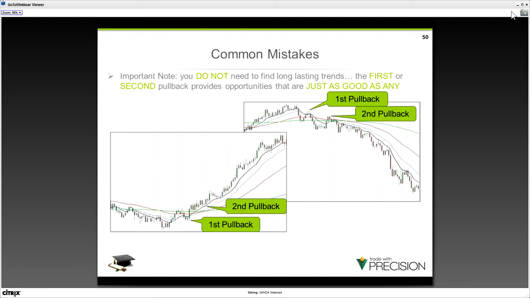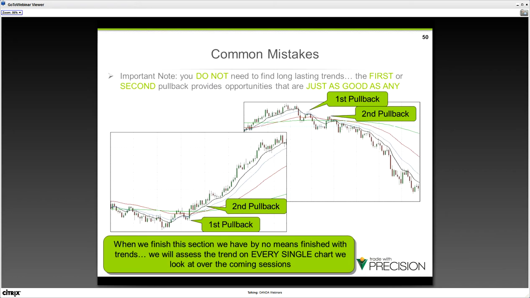Now, when we're looking for good trends to join, we're not waiting around for some long, lasting trend. We can jump in on the first or second pullback as the trend gets started. But as you can see on these charts, the reversal pattern is in place, and now we're looking to take advantage of the new trend direction, right?